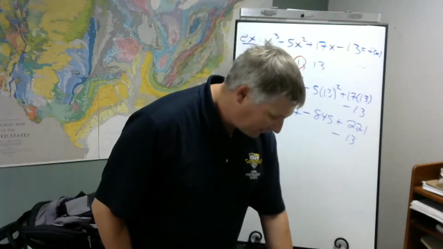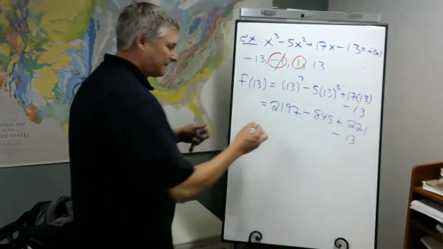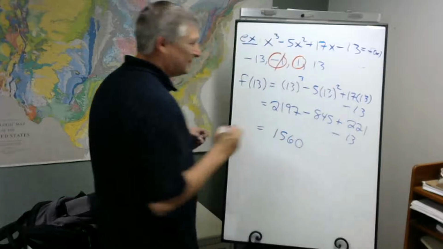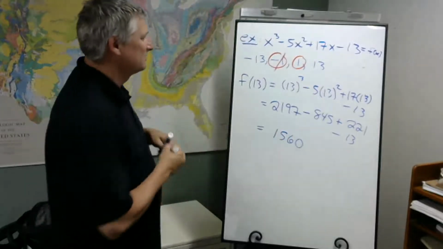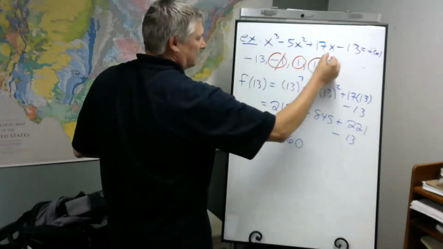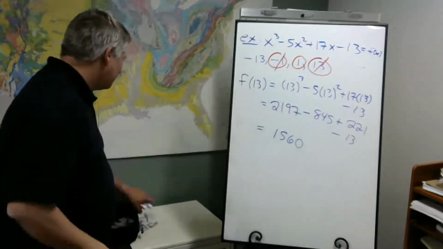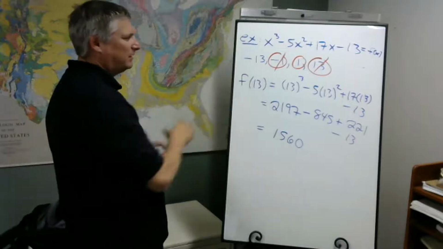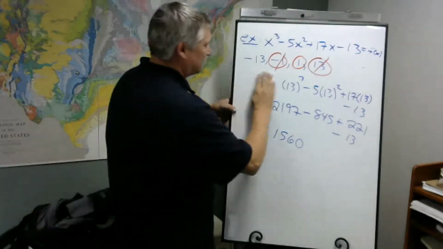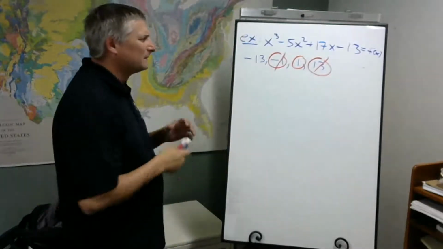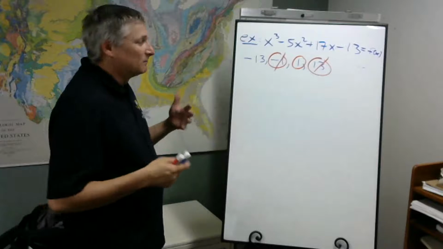Doesn't look like it's going to be 0. Sure enough, it isn't, which is 1560, but it's not 0. So 13 doesn't work. So far, only 1 has worked, which is what we had in the beginning. But for the sake of doing it, let's test negative 13. Maybe my clue here was an oversight and I missed some rational number. Well, let's find out.